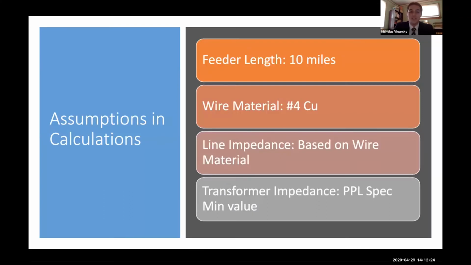So the assumptions used in these calculations include a feeder length of 10 miles, which was an arbitrary value, a wire material of number 4 copper, the fact that line impedance was based on the wire material determined, and that transformer impedance used was the PPL specified minimum value.